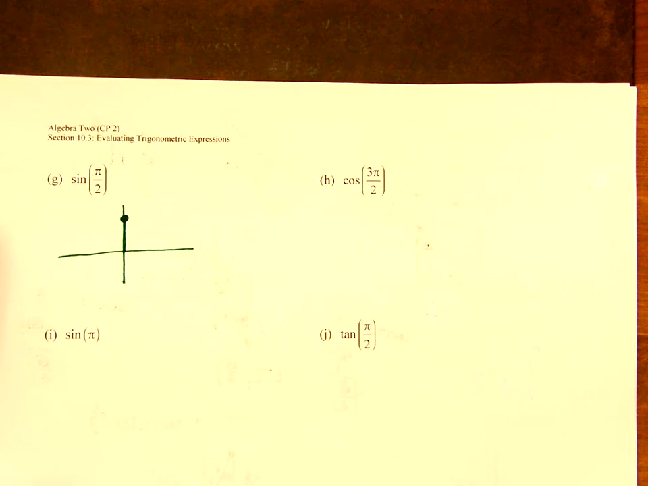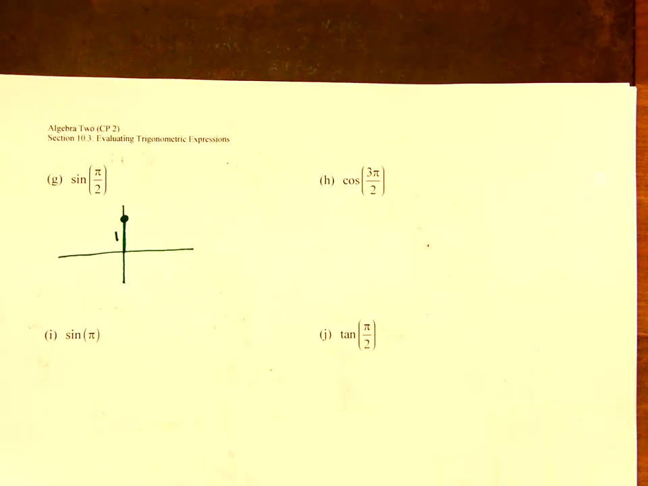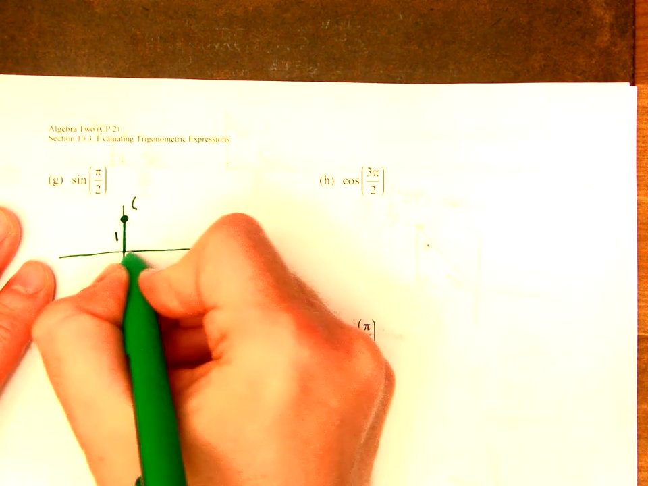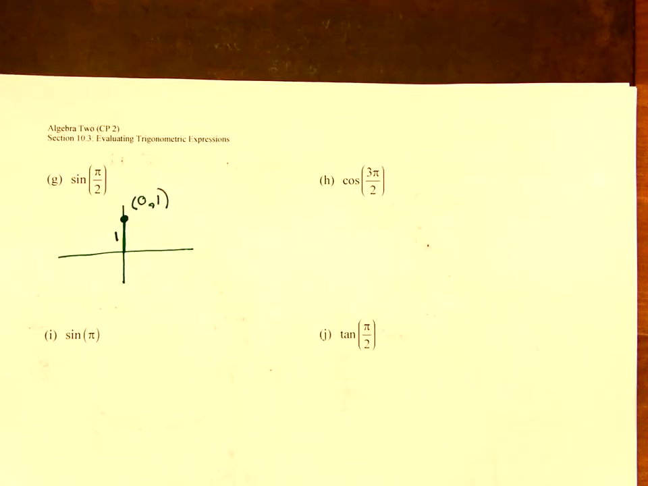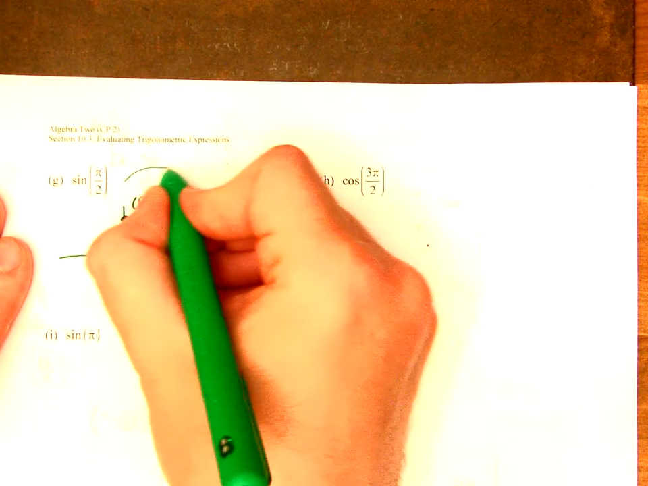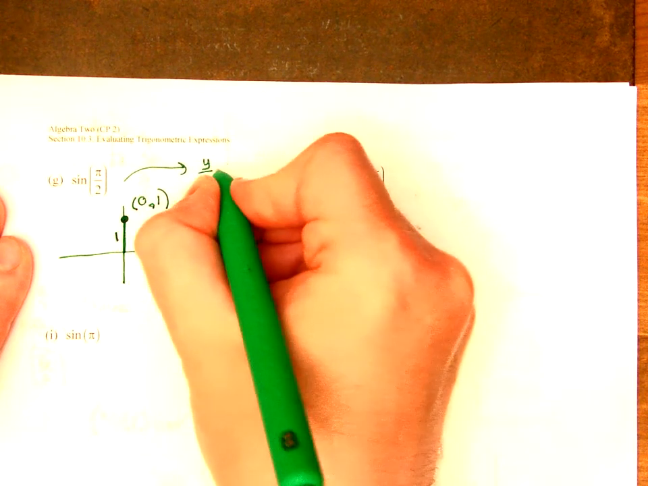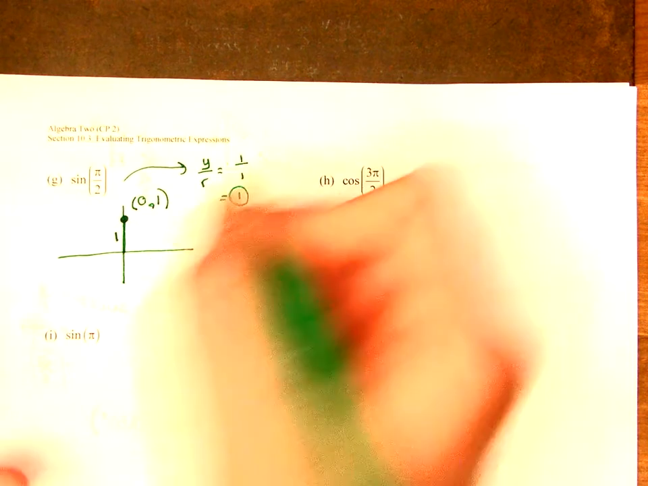Watch what happens when our angle is right on an axis. Sine of pi over 2, well, I know that the length of this side is 1. So what are the coordinates up here? Well, I haven't moved over. I've just moved up. My coordinates are 0, 1. I want to figure out the sine of pi over 2. That means my y over my r. Y is 1, r is 1. Sine of pi over 2 is just 1.